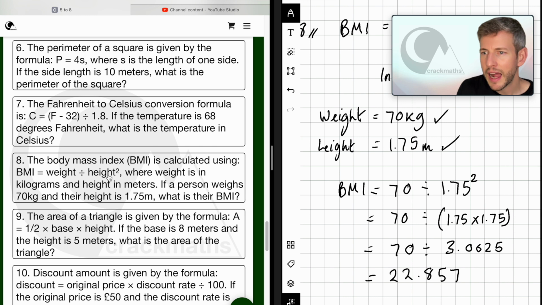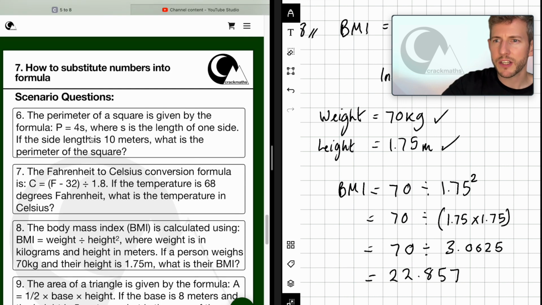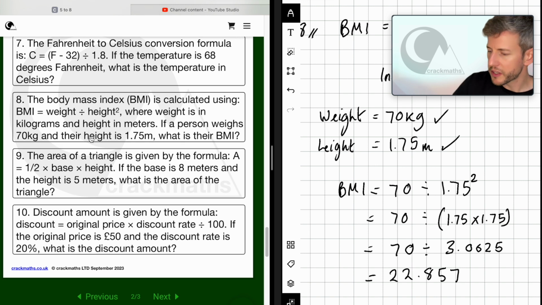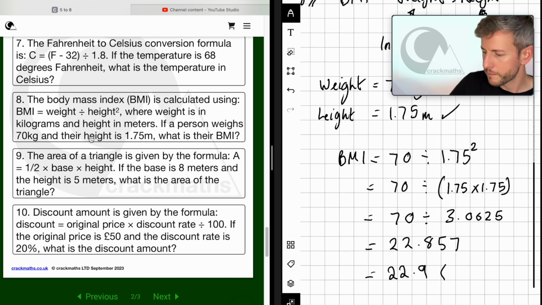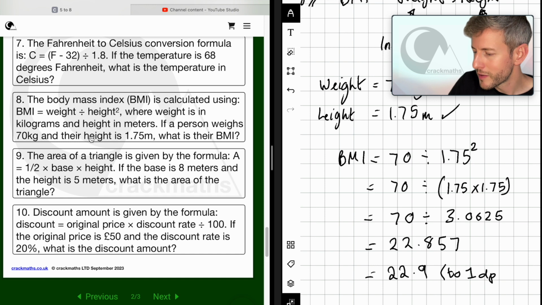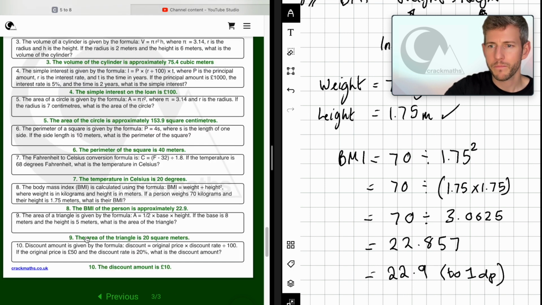And my answer is 22.857. They haven't specified how many decimal places I should round it to. So I'm going to go for 1 decimal place. So I'm going to say that's 22.9 to 1 dp. Okay, and now we can check the answers to have a look. So that was question 8. Here we go, 22.9, wonderful.